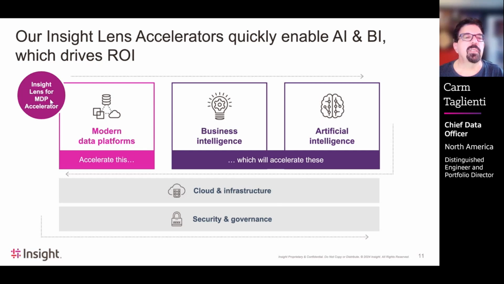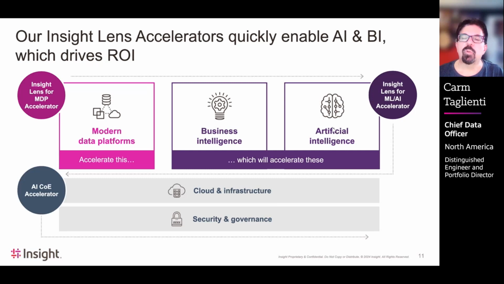I already talked about the Insight Lens accelerator for the modern data warehouse or modern data platform. Then there's also an accelerator that allows us to look at ML or AI. We call this the Lens for ML AI accelerator, or Lens for Gen AI is another term that we use for this particular accelerator. And for organizations looking to create centers of excellence around things like AI, data governance, understanding the governance model, and how to use AI to the benefit of their organization, we provide those kinds of services around AI as well as data.